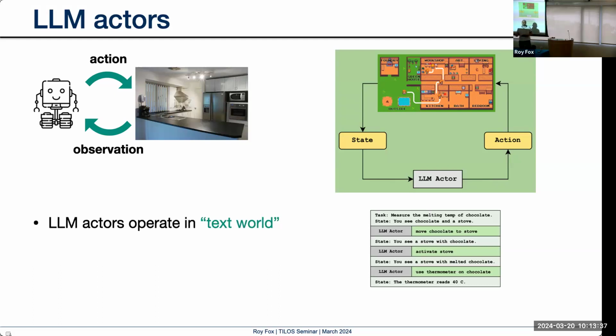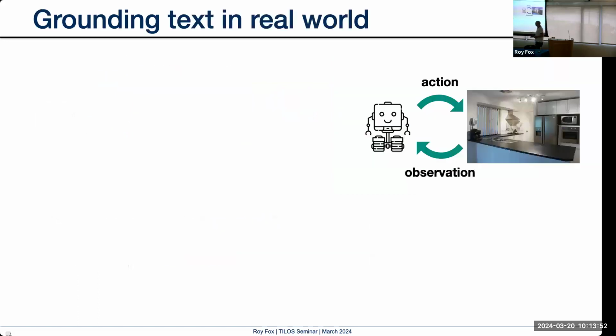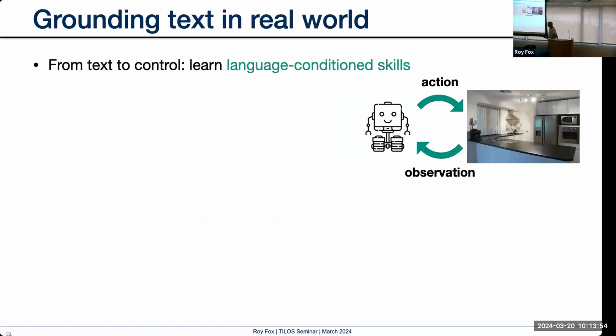We're really interested in the end in worlds that are not necessarily textual, and so we would need to adapt to the real world, to translate between the real world and a textual representation if we're going to use LLMs as actors. And so, how would we do that?